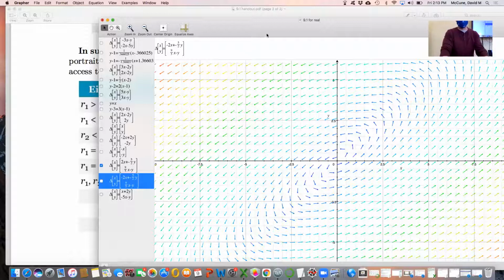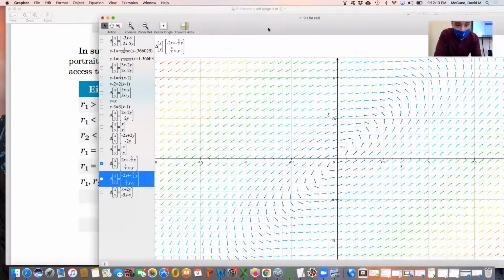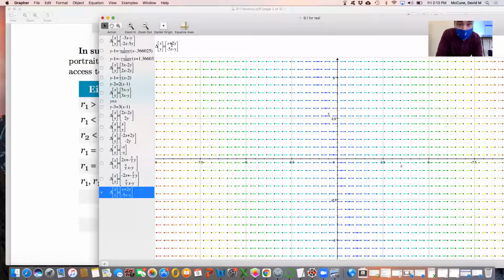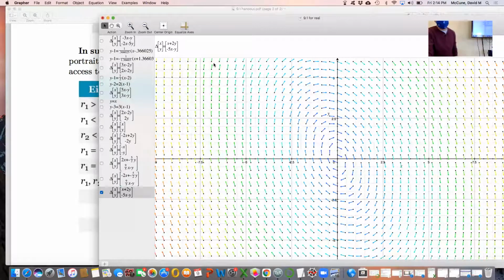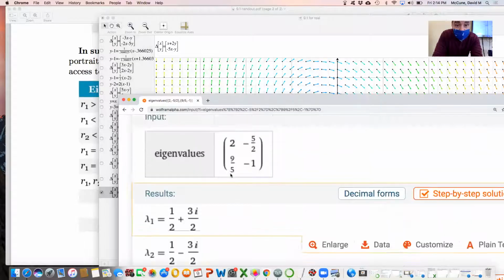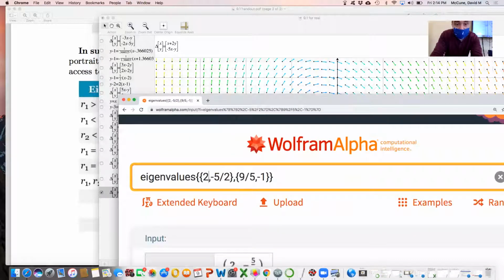Okay. Yes, I want to show you one more. This one. Okay, so this looks very similar. This looks like a spiral. I want to hand this off to the computer though real quick, the Wolfram, and have it find the eigenvalues. Okay, so the matrix is 1, 2, -5, -1, like that.